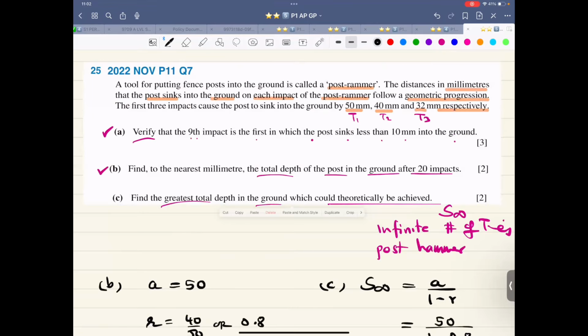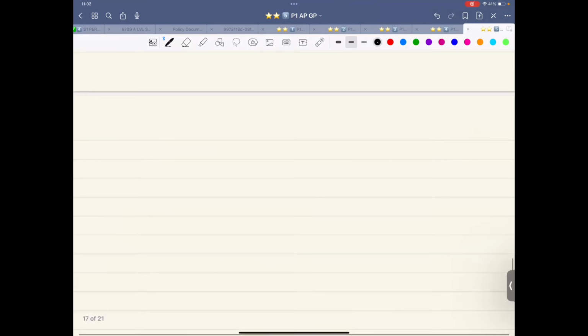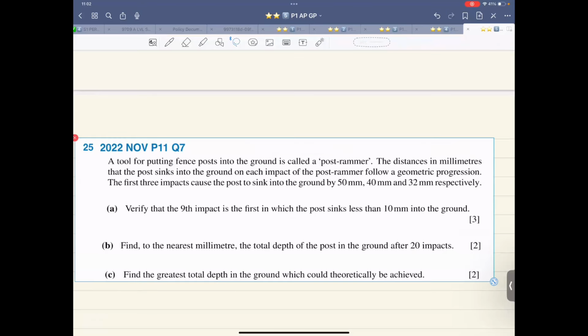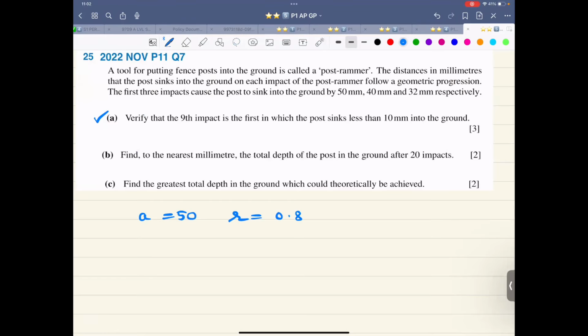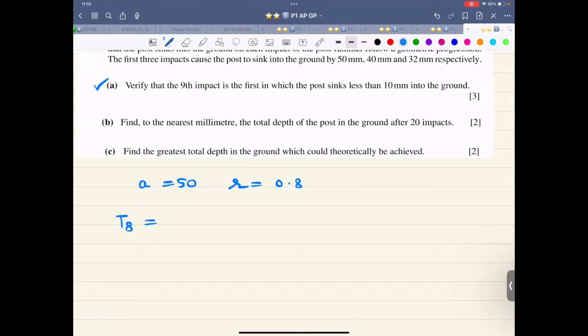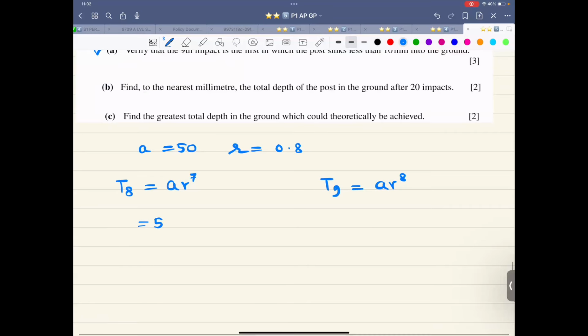Let me copy this and then do part one. There is no harm, you can do it in any order. Verify that on the ninth impact... So now over here, the first term is 50 and the common ratio is 0.8. Let me find the eighth term, and I would like you to use the calculator. That is ar^7. Let me find the ninth term, that is ar^8. So T8 is 50 into 0.8 raised to the power of 7, give me this value. T9 is 50 into 0.8 raised to the power of 8, and give me this value.